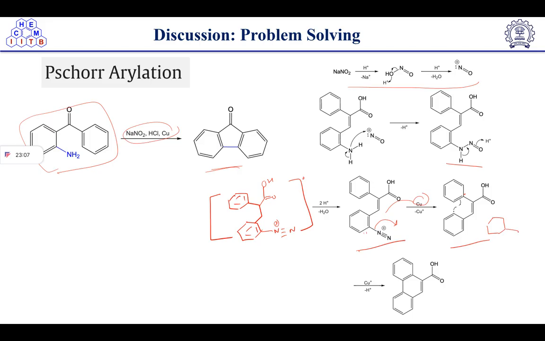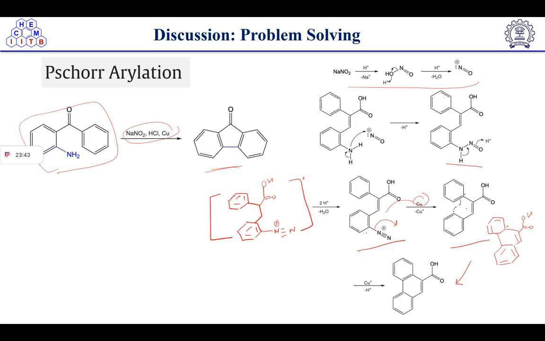Here you can see another ring here. So this benzene ring is aromatic only. This will remain as it is. Now aromatization will take place and we will get this as a product.